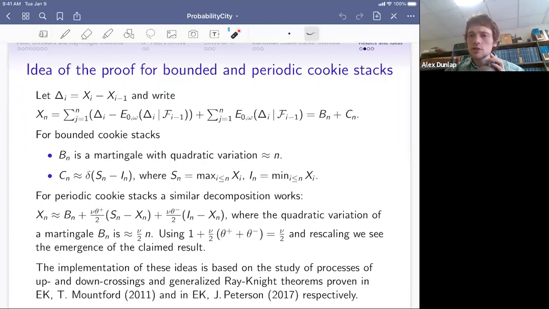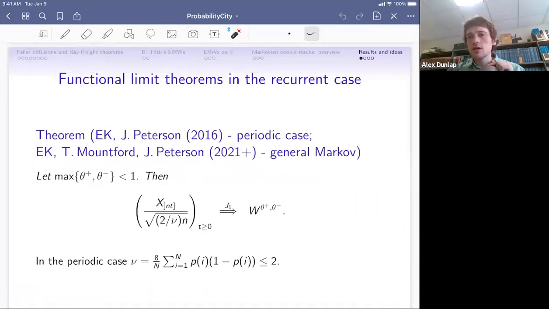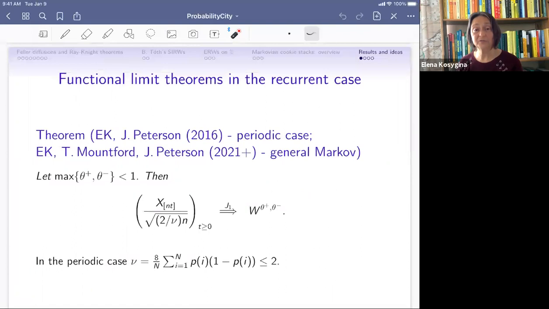Can I just ask a question about the statement before? Yes, absolutely. So if you started the Markovian cookie stacks at an invariant distribution for the Markov chain, you wouldn't expect to see this, right? If I start from the invariant distribution, I would expect to see this with non-trivial theta plus and theta minus, except for the trivial case of simple symmetric random walk.